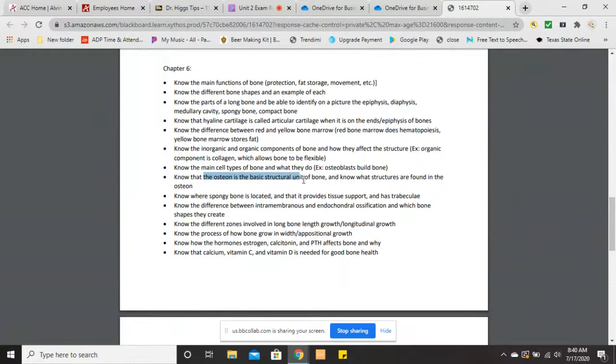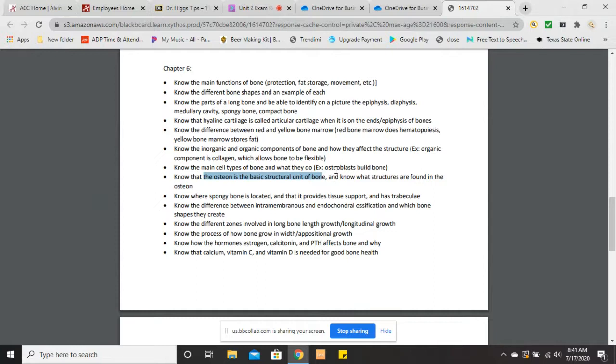We already did the osteon when we looked at bone under the microscope in lab. You know it has a central canal holding blood vessels. It has circumferential lamellae wrapping around in little rings. You have the osteocytes in their lacunae with canaliculi for communication. You've done that before. You even have to know that the osteon is the basic structural unit. You just got to know this phrase: the osteon is the basic structural unit of bone. This is basically saying that the osteon is the building block of bone.